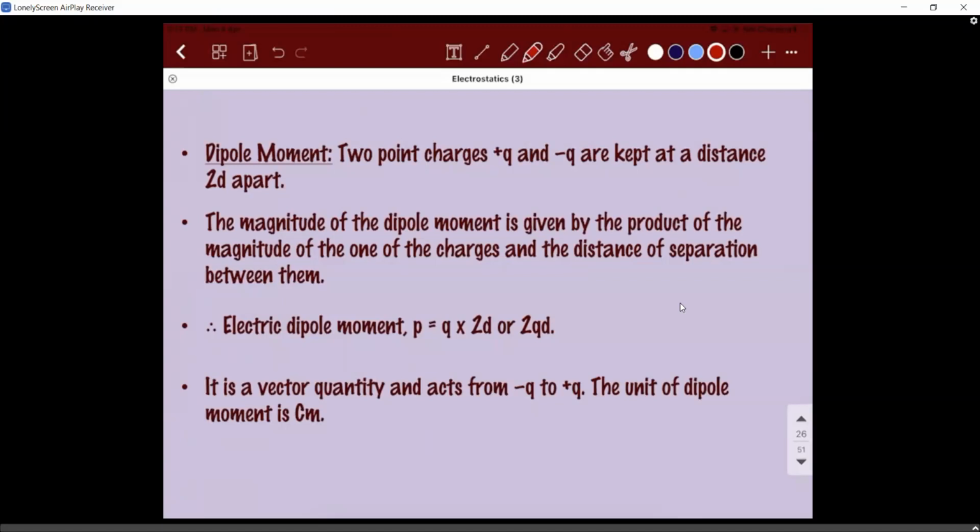Non-polar. The net dipole moment will be zero. The structure of the molecule will be in such a way that, because the dipole moment is directed from negative to positive charge, wherever negative charge is concentrated, when you try to direct it from there, they get cancelled out. For example, carbon dioxide.